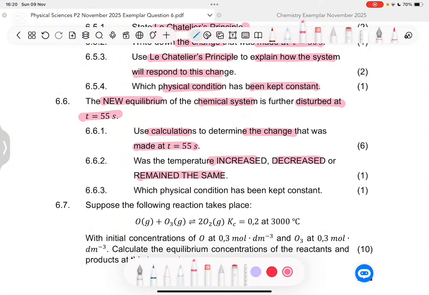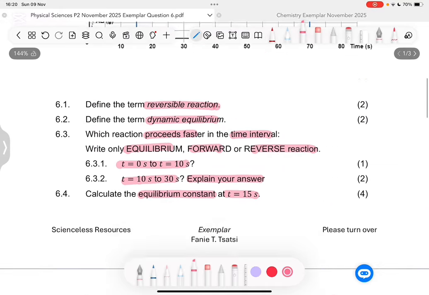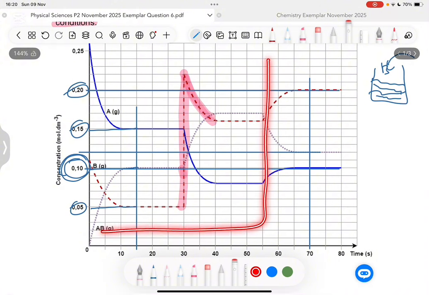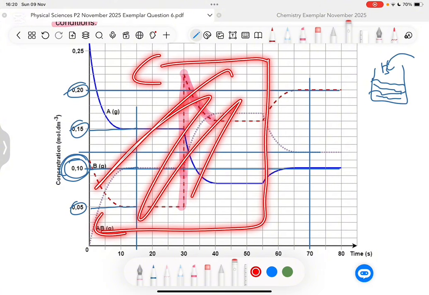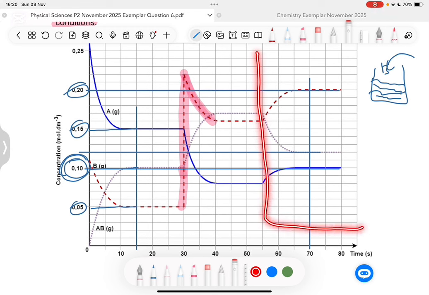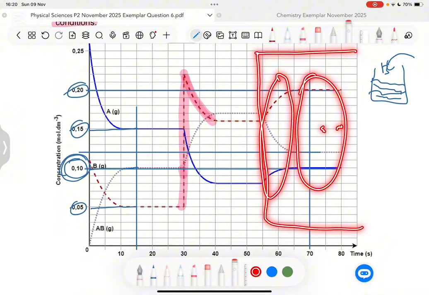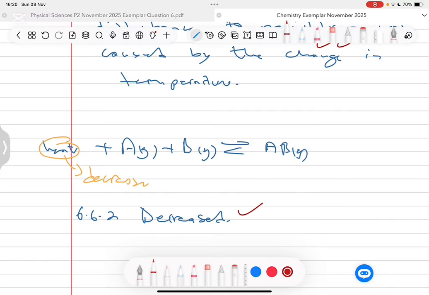And 6.6.3 says which physical condition was kept constant. Now we are at this part of the question here. Remember, in this direction, the temperature is constant here. Then we are saying here, when we change the temperature, because the temperature is not constant anymore here, we've changed the temperature here and established a new equilibrium. So which physical condition was the same? It was constant. Now, when we change the temperature, always the volume or the pressure must be constant. So it means here the volume, or you can say the pressure, must be constant.